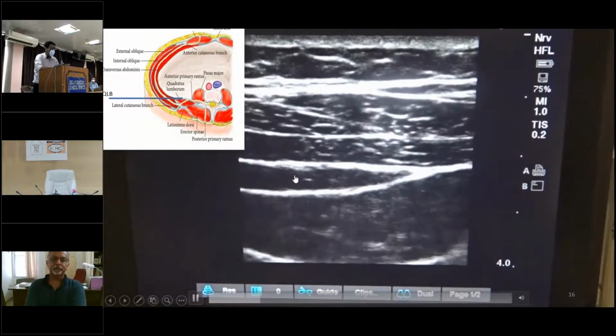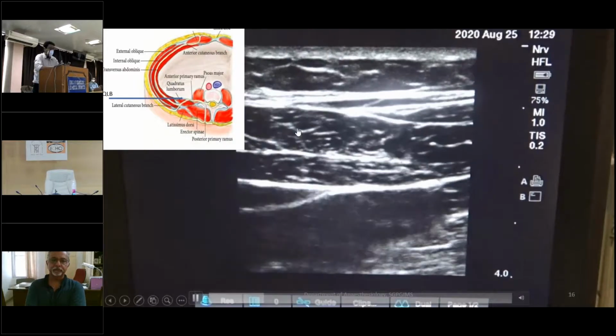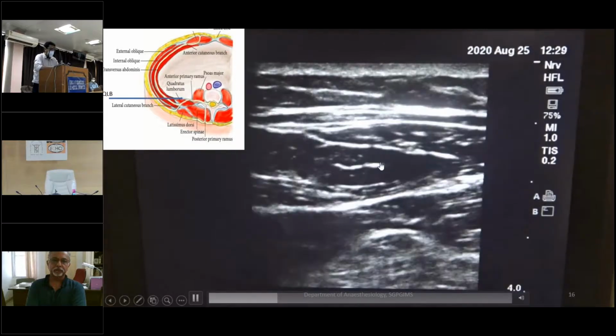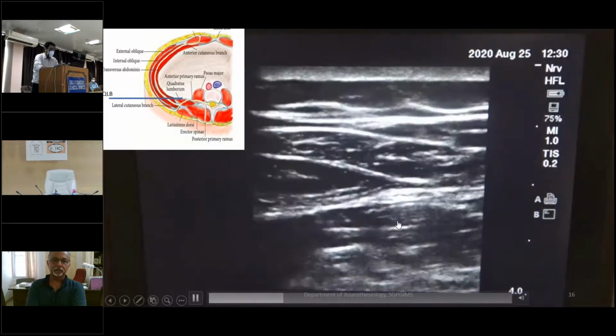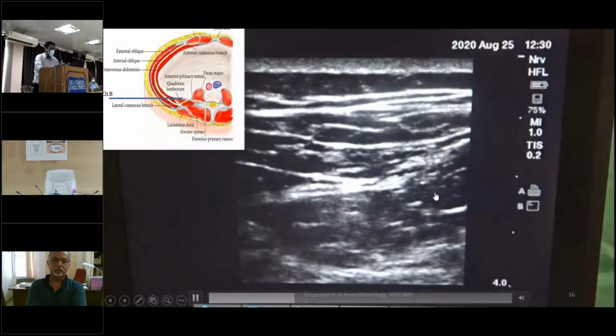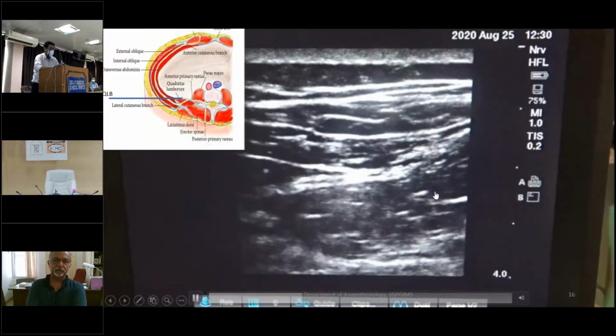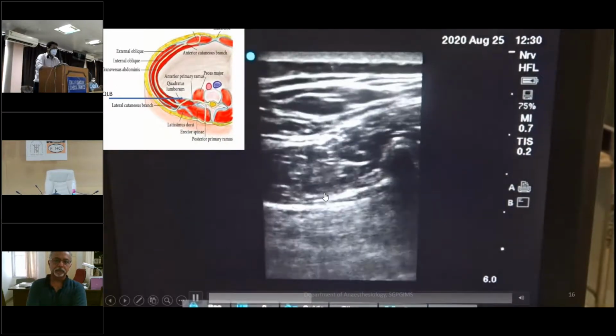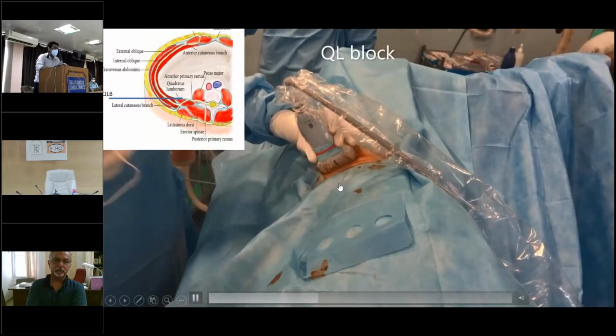Like this is the transversus abdominis muscle, this is the internal oblique, this is external oblique. TA has tapered. Internal oblique and external oblique are getting tapered. Can you see this muscle belly? This muscle belly is the quadratus lumborum muscle. We need to see the anterior facet of the quadratus lumborum muscle. Hence, we have increased the depth here.